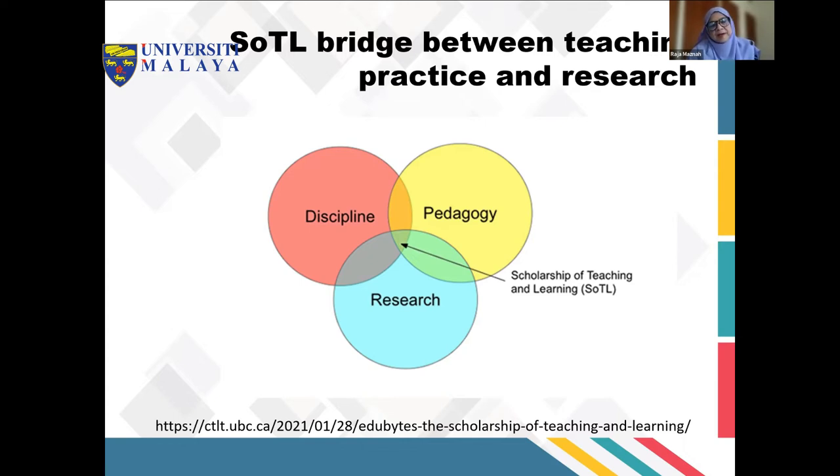So you will find how to teach engineering, how to teach medicine, how to teach accountancy, how to teach those different disciplines. It's because there are people out there who are researching on the pedagogy, or on how to teach that particular discipline. So that is where we are in terms of how important SoTL is.